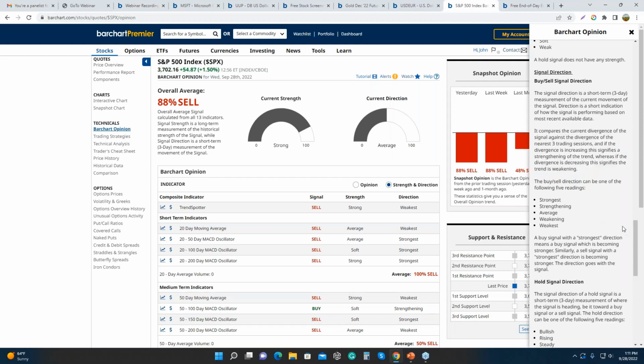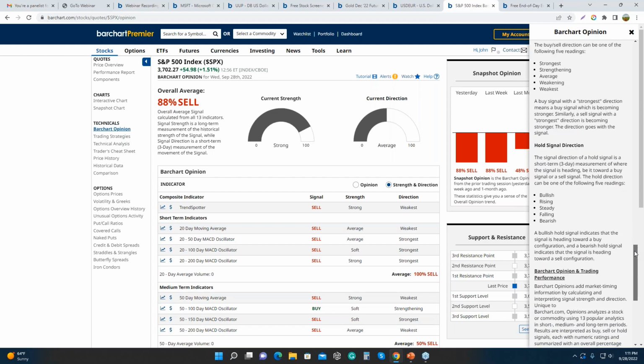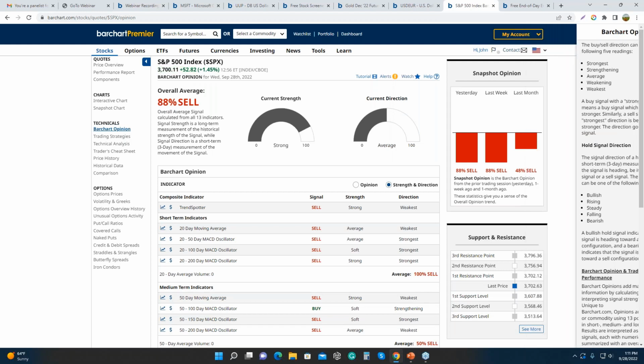We also have a hold signal, and the hold signal is really our engine idling. It's waiting to rev up. And our trend is most likely in sideways action. It's waiting to be put into, let's say, first gear as we move from steady to rising to bullish or steady to bearish. So how are we going to use this? How are we going to use this information? How are we going to interpret it?